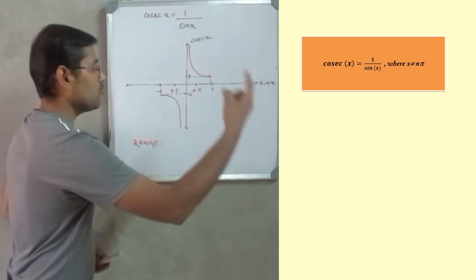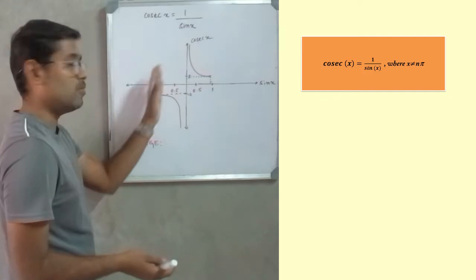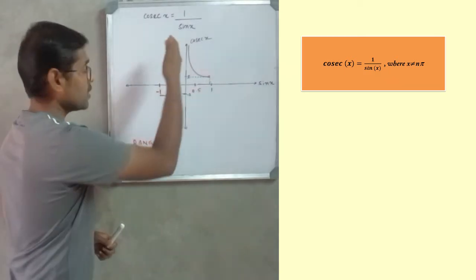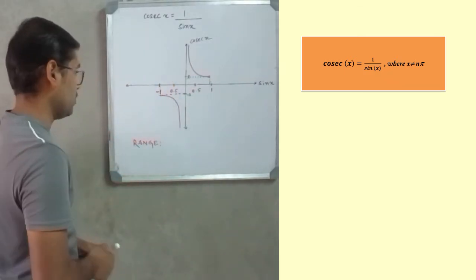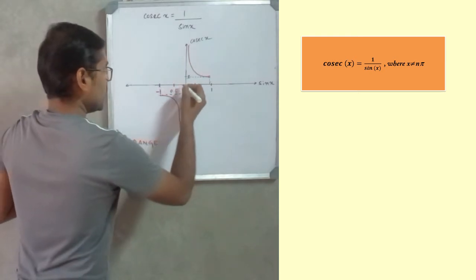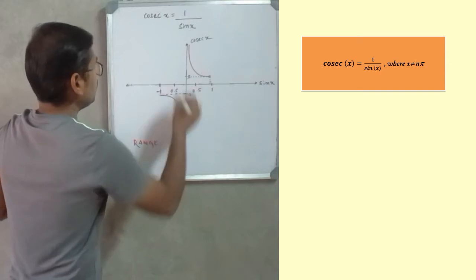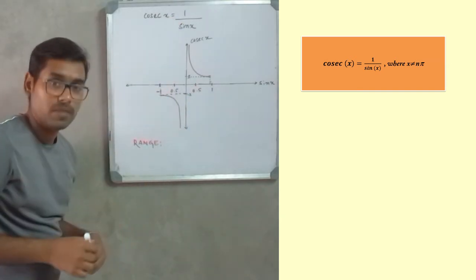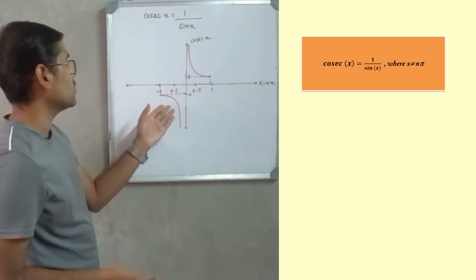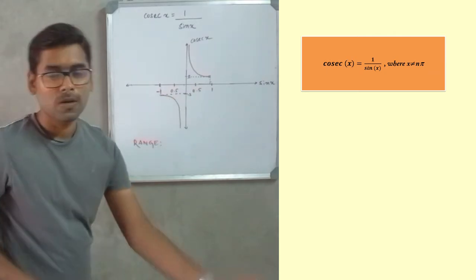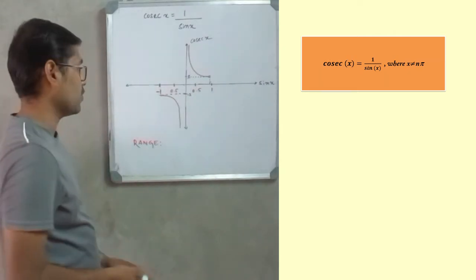If I increase the value of sin x from -1, then the value of cosec x will become more negative. So if the value of sin x is very close to 0, in that case the value of cosec x will be a large negative number. So the value of cosec x varies from -1 to a very large negative number.